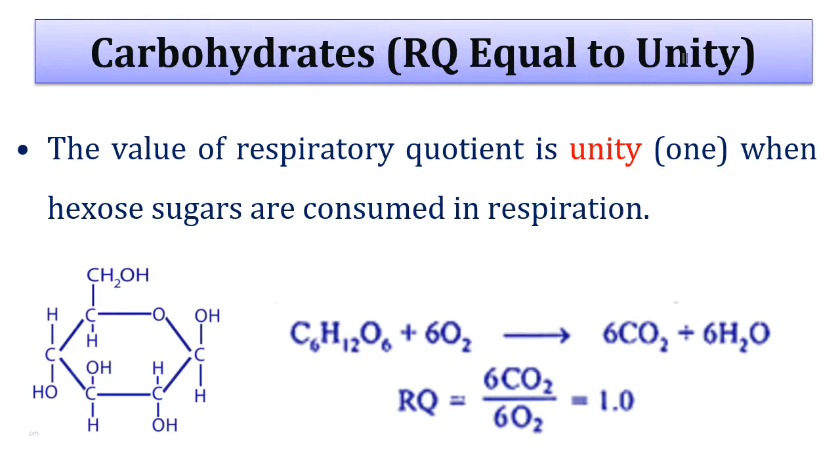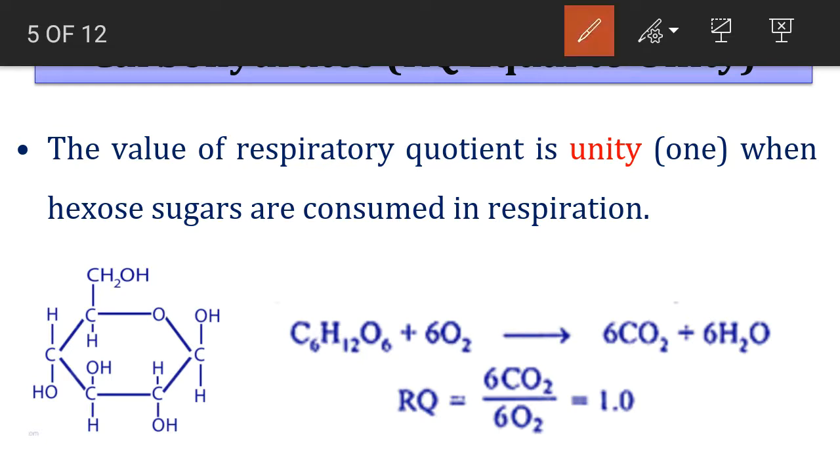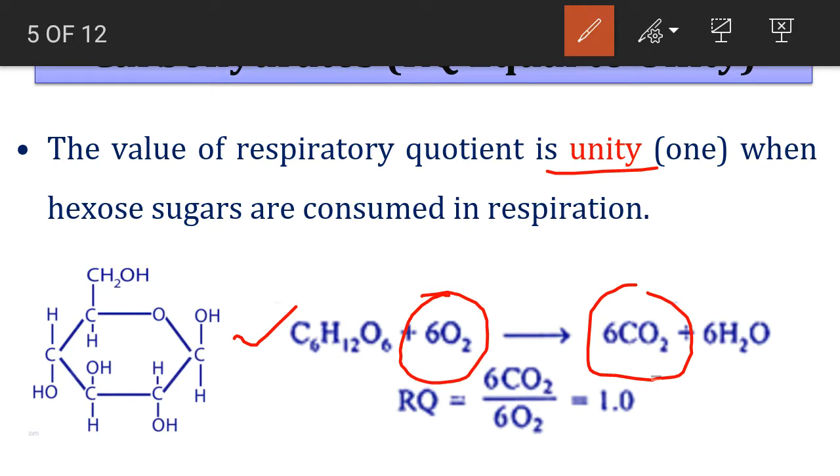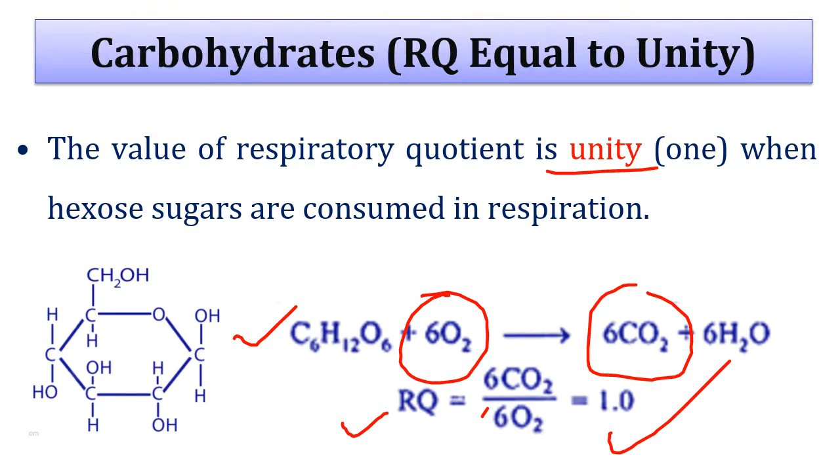Next we will see the respiratory quotient for carbohydrate, which is always equal to unity. Take the simple example of glucose, where 6 oxygen molecules are required and 6 carbon dioxide molecules are given out. If you put this value in the formula, 6 by 6 gives 1. That means for a simple carbohydrate molecule like glucose, the respiratory quotient is always 1, or unity.